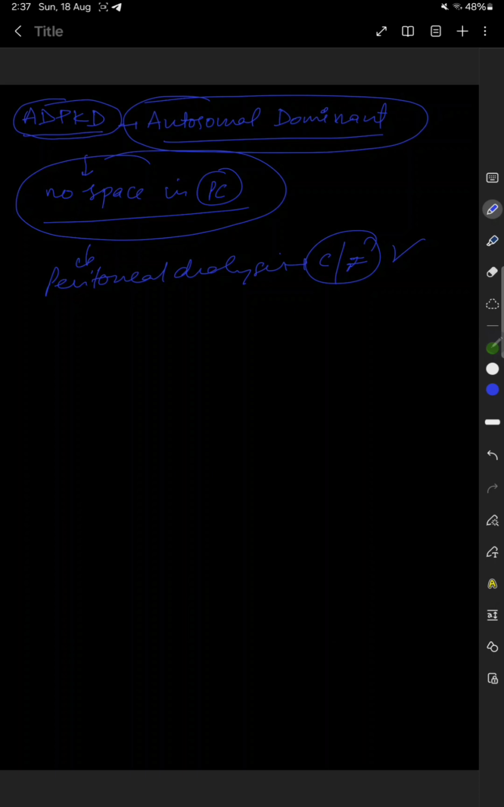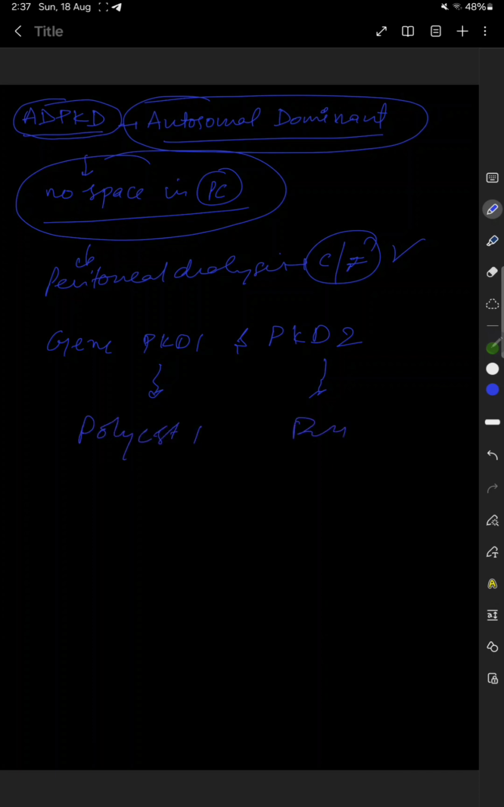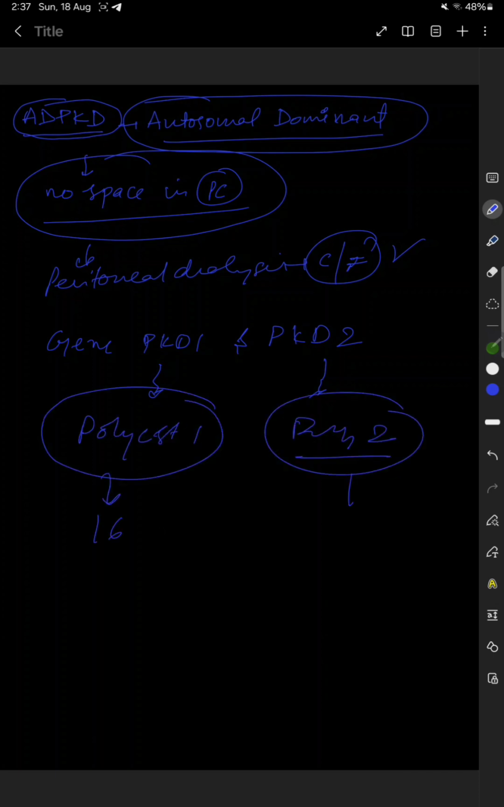So why do the cysts form in this condition? Why do the kidneys become grossly enlarged? Let's come to the genetics of this condition. There are the genes PKD1 and PKD2, which code for polycystin 1 and polycystin 2 respectively. These genes are present on chromosome 16 and chromosome 4.